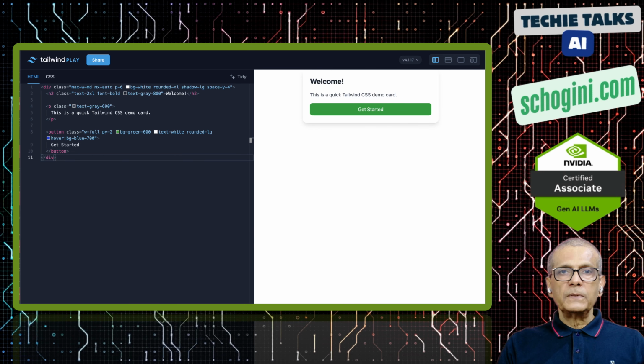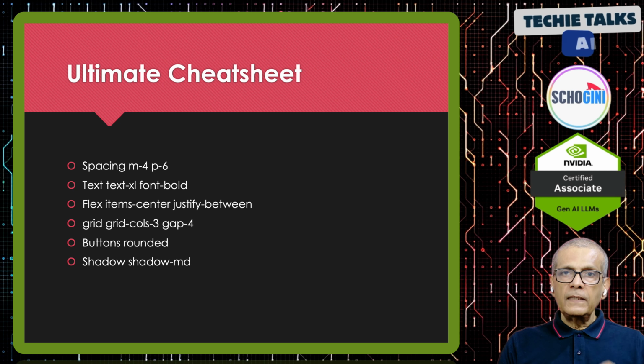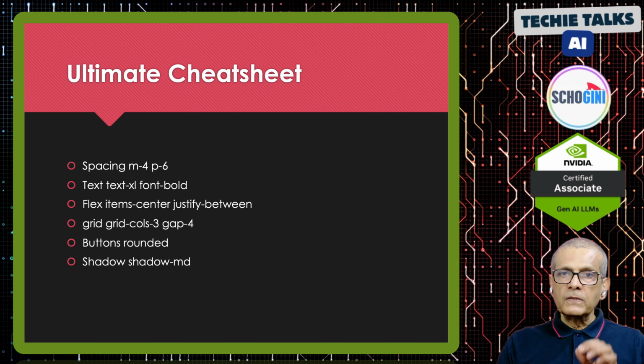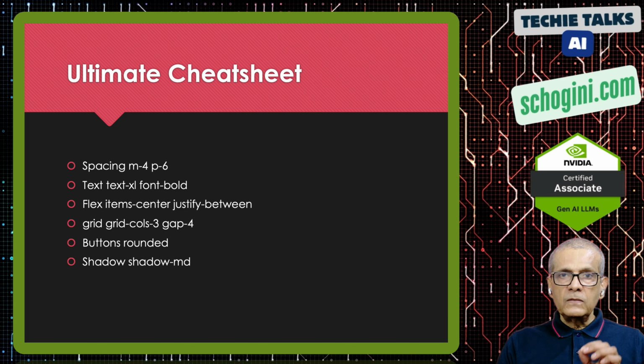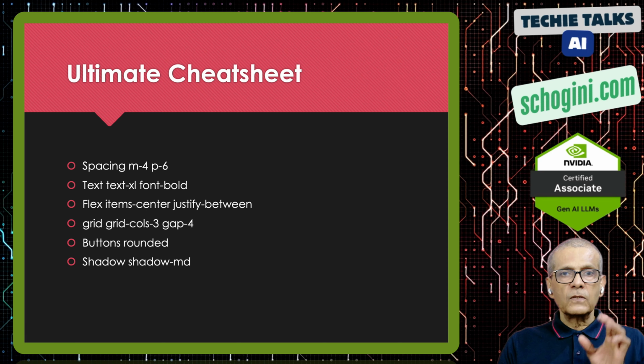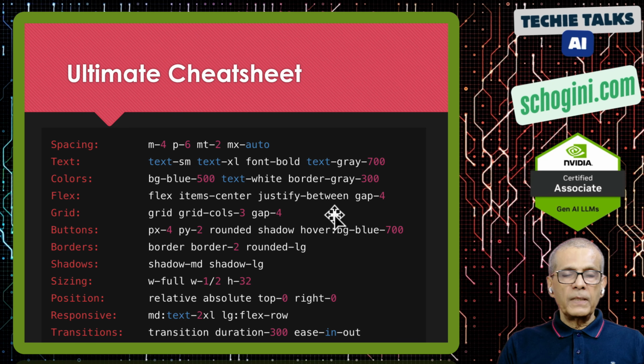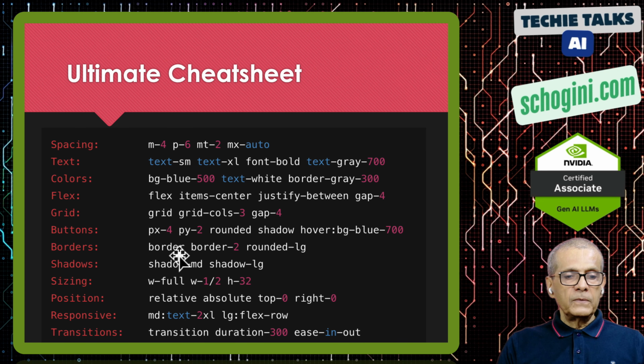The link is in the description. And then we have the cheat sheet. This is the entire Tailwind you need for 80% of the real world design work. This cheat sheet should be memorized. Everything else in Tailwind builds on these core utilities. A single page cheat sheet which you can print or keep handy to refer.